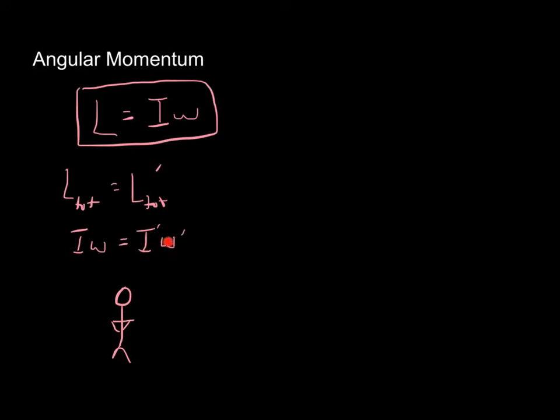So how does it compensate in terms of conservation of angular momentum? Well, if this value goes down, this value has to go up in order to conserve angular momentum. So what happens when a figure skater tucks their arms? They spin around a lot faster.